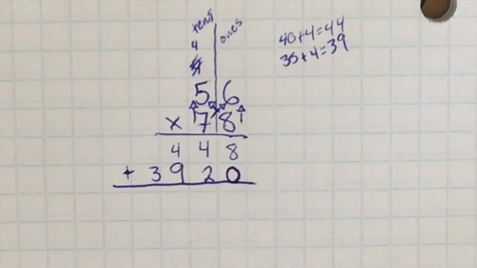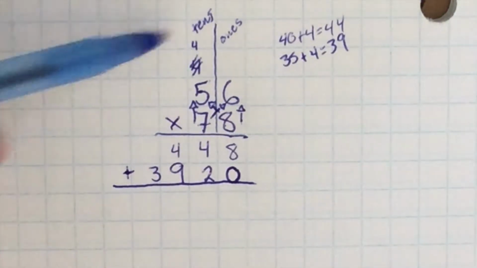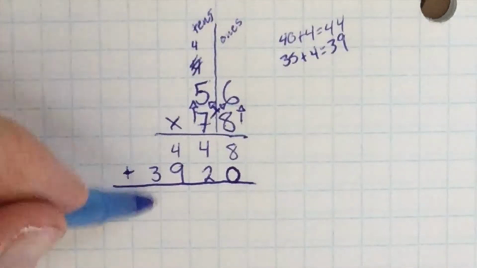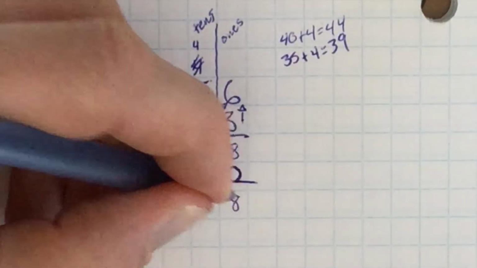They were getting really big. We were having to break numbers down multiple times, and it was just very confusing. This is a much simpler way of doing that. So now we have our 2 products. We're going to add those together.